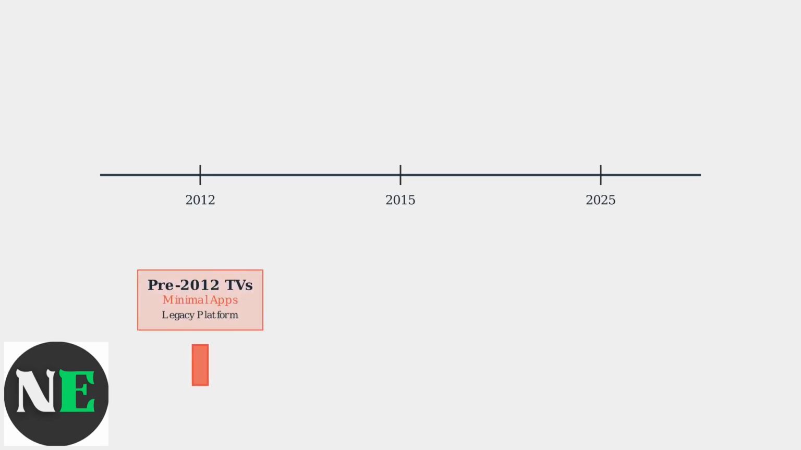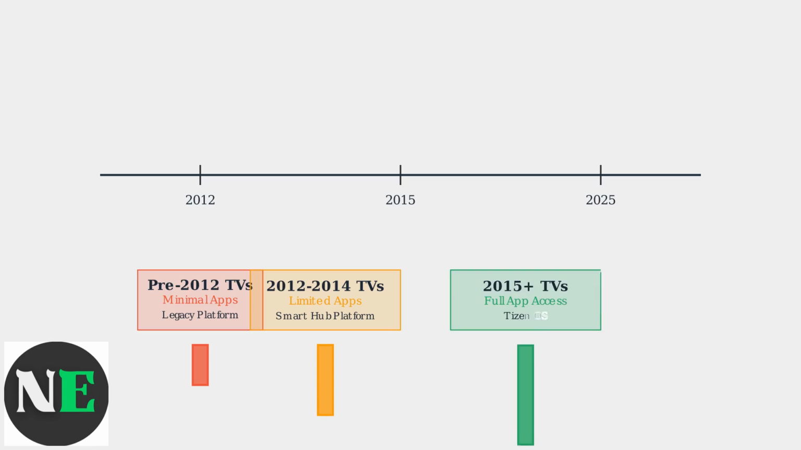TVs manufactured before 2012 have minimal to no new app availability. Most existing apps on these older models may no longer function properly. Samsung TVs from 2012 to 2014 have limited app selections. Many popular streaming apps are no longer supported on these models due to platform changes. Samsung TVs from 2015 onwards use Tizen OS and have full access to the Samsung App Store with regular updates and the latest streaming applications.